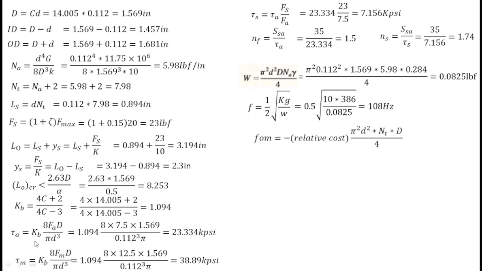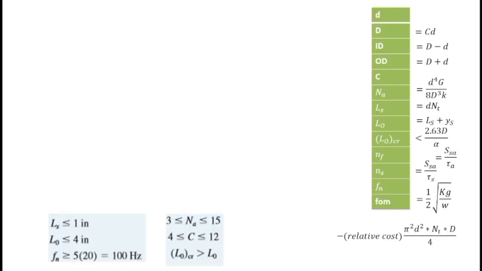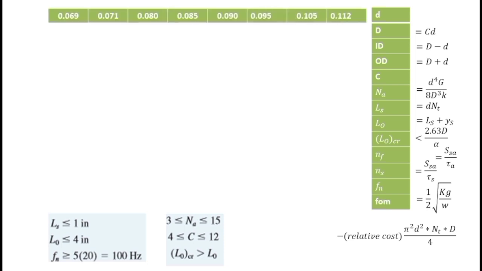Now after that, you can find out the figure of merit from this equation. The relative cost was taken from the table. So putting these values, it will give you minus 1.01. Now since you have calculated all these required things using the given equations, you know that you have calculated these values only for 0.112 wire diameter.